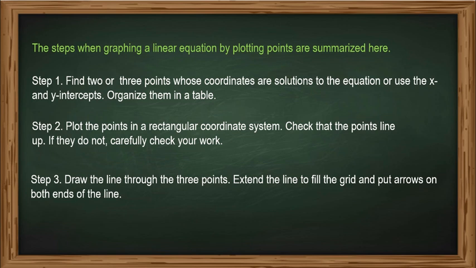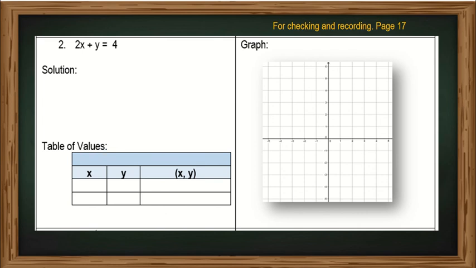I hope you got it correctly. I hope you understand the lesson for today. Now, for checking and recording, on page 17 of your book, answer item number 2. Again, you can rewrite this equation in the slope-intercept form, or you can make use of any points on the line aside from the x and the y intercepts.